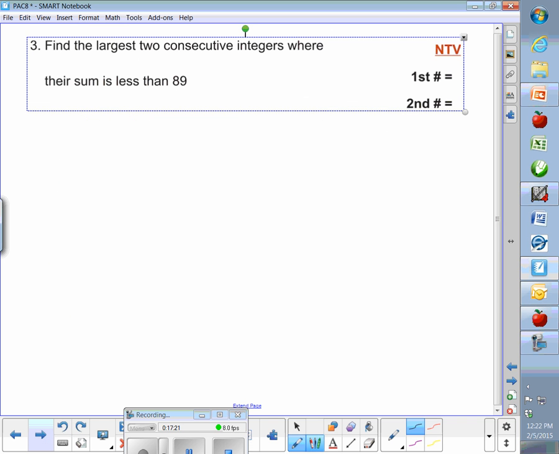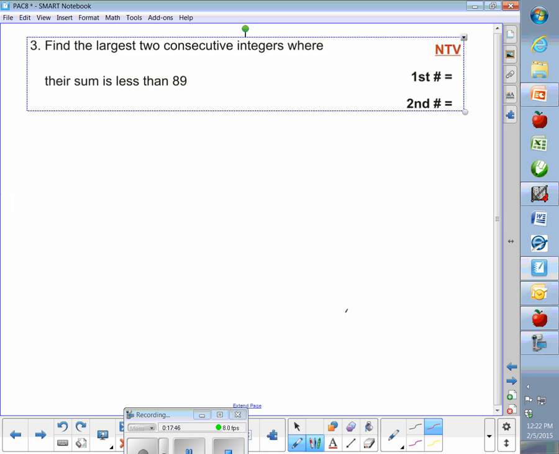All right, let's get to the last problem on the back, because it's a word problem. The problem says, find the largest 2 consecutive integers where their sum is less than 89. Again, I'm picking an easy problem to help you learn the concept. As I taught you, the first thing you want to do is NTV.